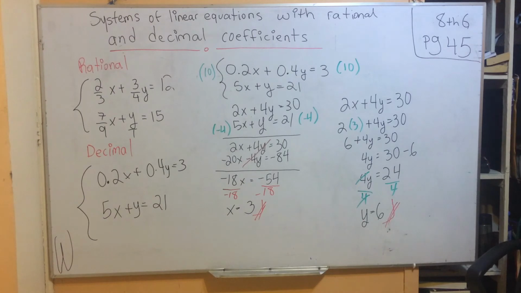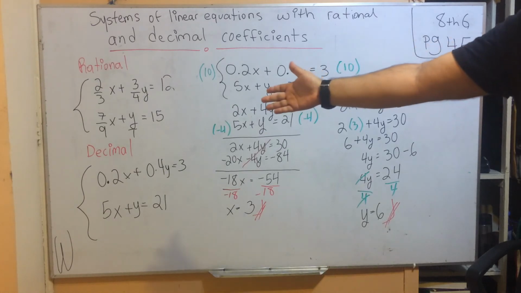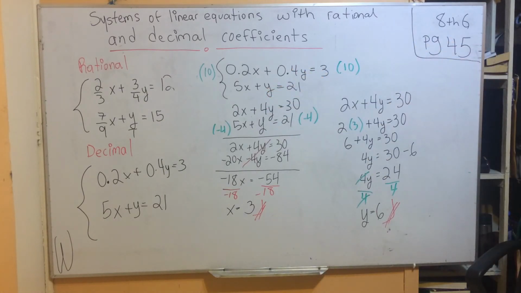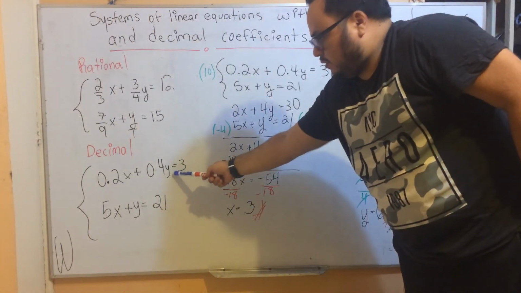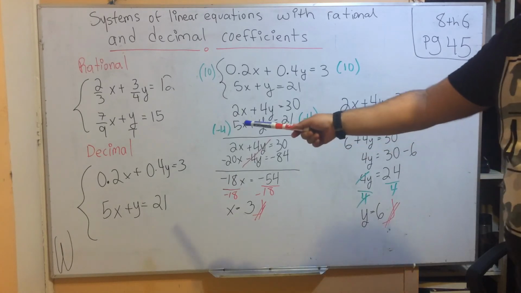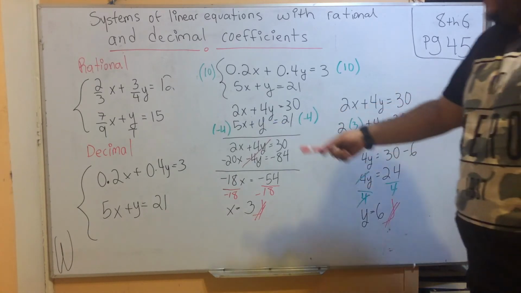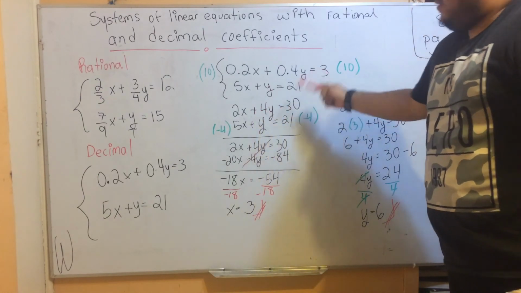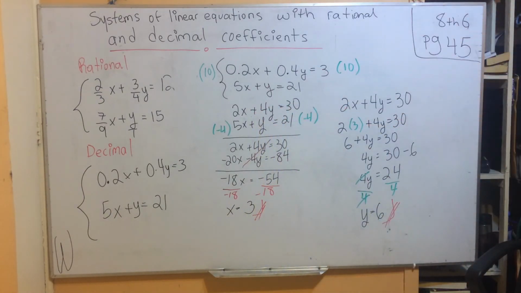Let's review. How did we get to this number? We had one of the equations that had decimal points. What do we do with these decimal points? We multiply by a number so that we can have whole numbers. Since we know that when we multiply decimals by a number like 10, we can move the decimal point one spot, instead of having 0.2x and 0.4y, we're going to have 2x plus 4y equals 30, because we need to do the same thing on one side as we do on the other side.